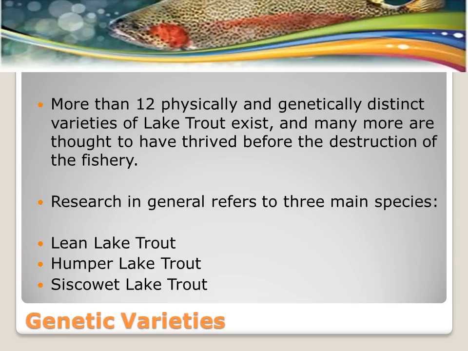Historically, dozens of physically and genetically distinct varieties of lake trout existed. Most of these varieties are now unfortunately extinct. This presentation will cover the three most dominant species present in the Great Lakes: the lean, humper, and siskiwit.